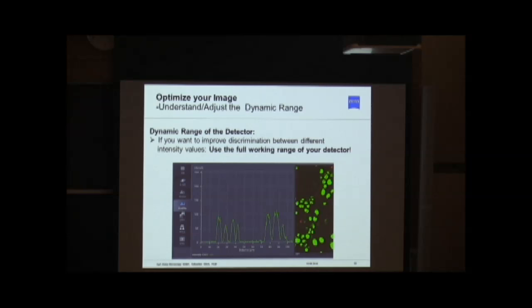And when it comes to a situation where you encounter some issues evaluating your data, where you want to improve the discrimination between different intensity values, because you have some cells that express your protein of interest in a much stronger way than another, and you have difficulties in evaluating to what extent this could be, one solution to improve the discrimination between these different conditions is to make use of the full dynamic range of your detector, right? Because you have more intensity values being detected, and then you get a better differentiation between stronger signals and lower signals.